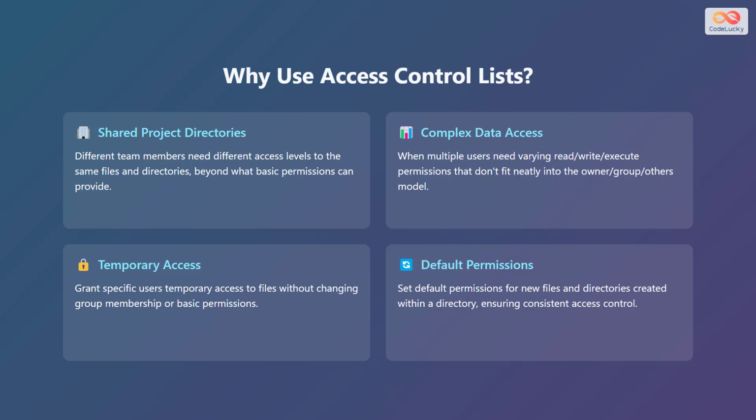If you need to grant a specific user temporary access to certain files without permanently changing group memberships or the basic file permissions, then ACLs are the way to go. Finally, ACLs allow you to set default permissions for all newly created files and directories within a specific directory, ensuring consistent access control throughout the project.